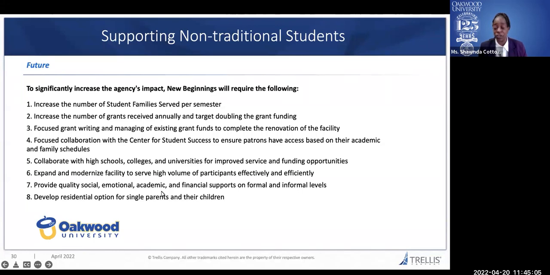So your non-traditional students, one of the high school things that we do is we recruit in our alternative schools, because those students are less likely to go to college. So that's another thing you want to do. You want to expand and make your facilities very modern, because everybody is affected by the ambiance of where you go. You want to provide quality social emotional support. You want to provide all those areas. And of course, you want to develop residential options for single parents and their children, because that's big. Because anybody can stay in the dorm or whatever, but you need residential facilities.